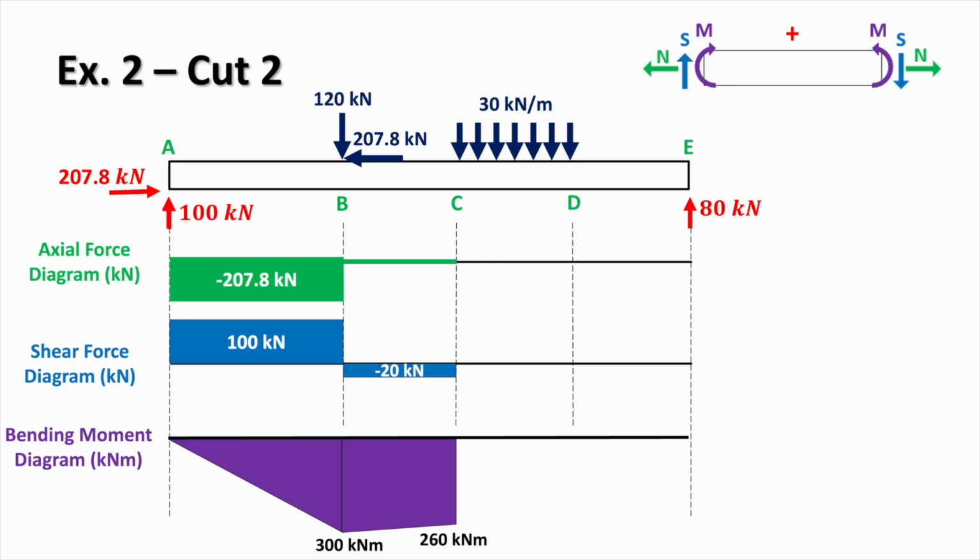So the axial force reduces to 0 at point B and remains 0 throughout this region. The shear force drops from 100 to minus 20 kilonewtons at B due to the applied load and remains constant until C. And the bending moment continues linearly from 300 kilonewton meters at B to 260 kilonewton meters at C. So in this section, the main change is the disappearance of the axial force, while shear and bending moment follow the same behavior as in example 1.